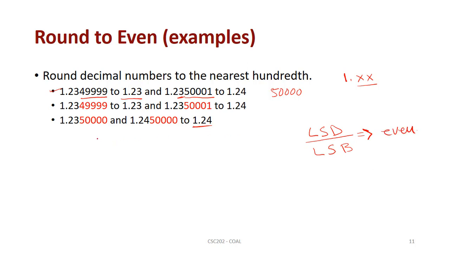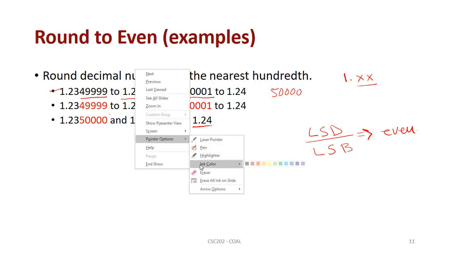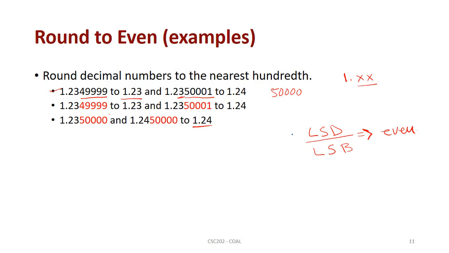Alright, so here you have to discard, let me change the pen color. Here we want to discard all the 5 digits, but after rounding. So the technique is round to even. The least significant digit or least significant bit should be even. Since both the numbers were halfway, this 3 is odd, so I have to make it even, so it will be rounded to 1.24.